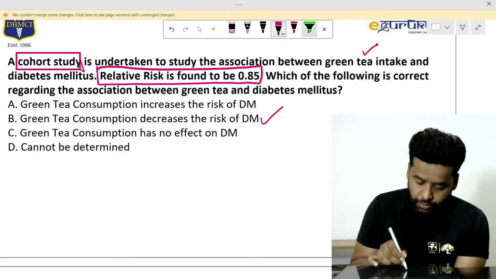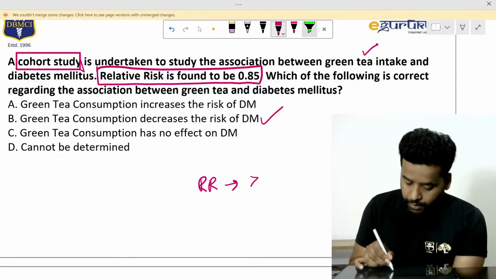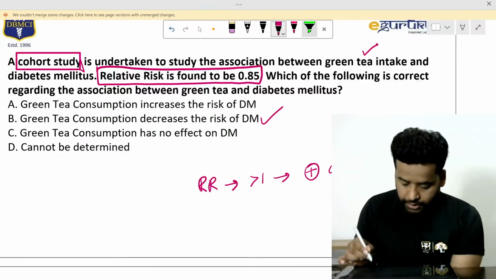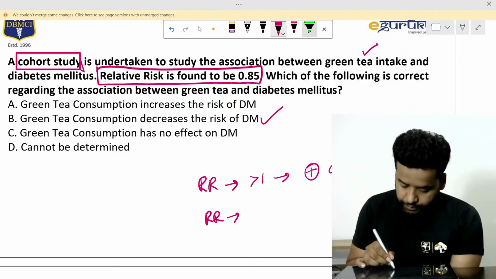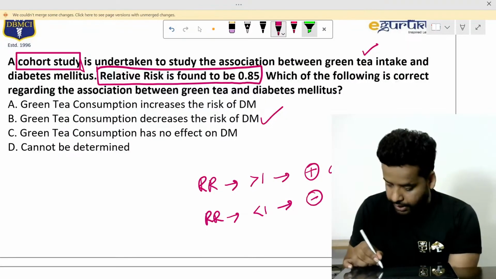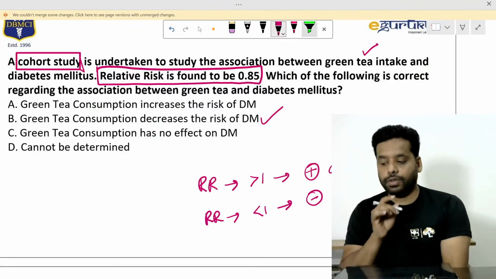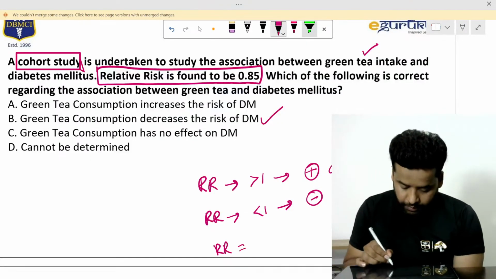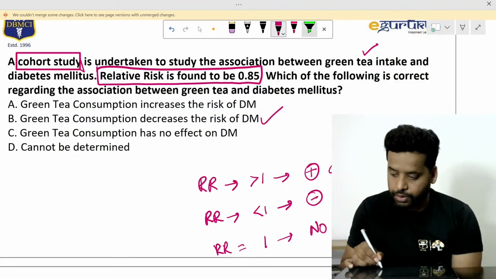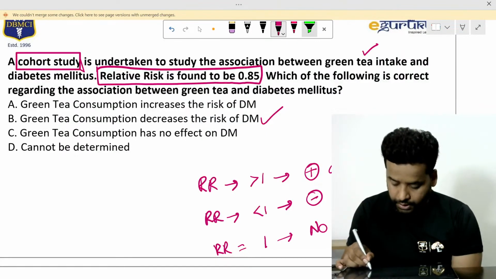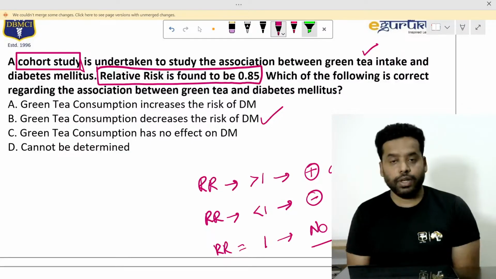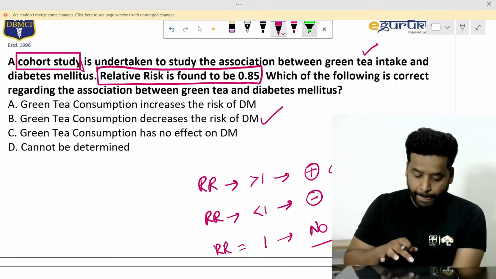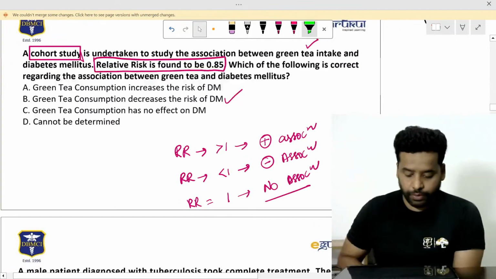If risk ratio is more than 1, positive association, there is increased risk. Risk ratio less than 1, negative association, there is decreased risk. If risk ratio is 1, there is no association. If they are asking, then there is no association. So got my point? Good. Option B is the answer.